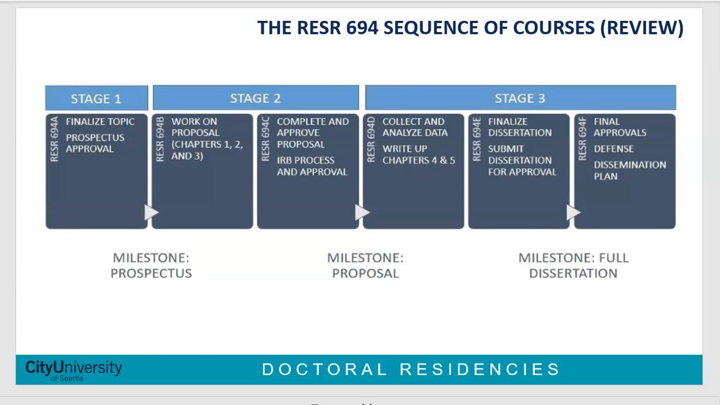And you're also familiar with the RESR 694 sequence of courses, where there are essentially 3 major milestones that need to be crossed to finish the dissertation: the prospectus, the proposal, and the full dissertation. Our focus is on that first part, the prospectus. Your first quarter starting the dissertation, RESR 694A, is your first milestone.